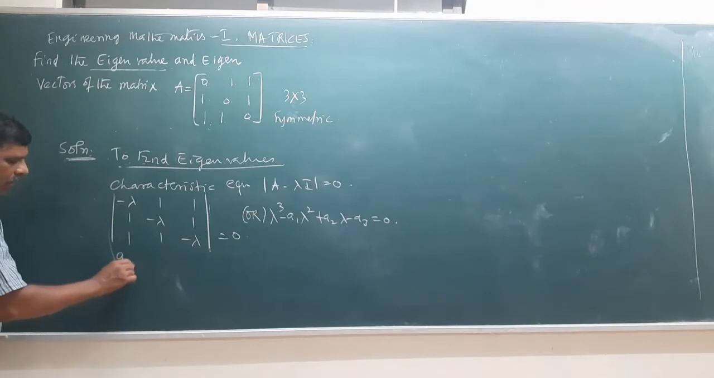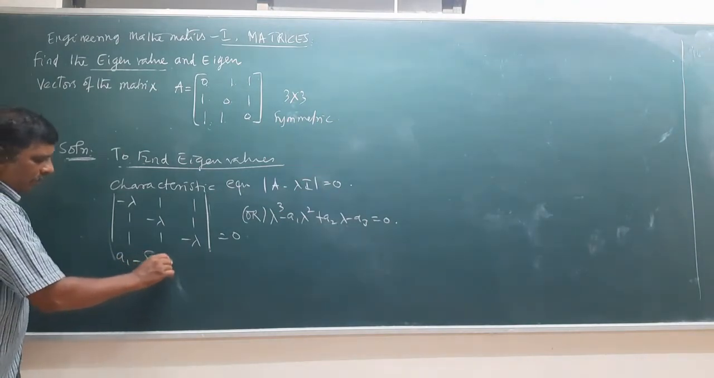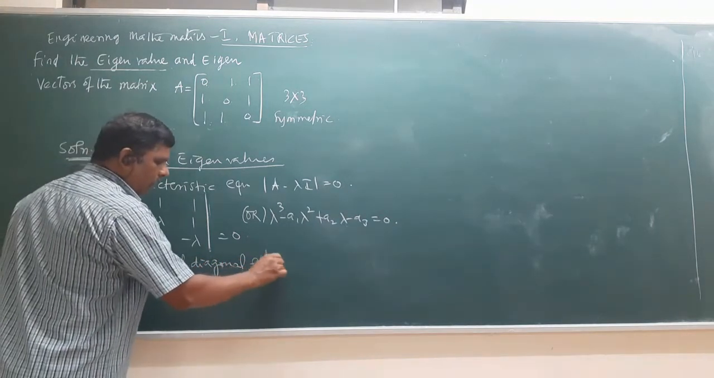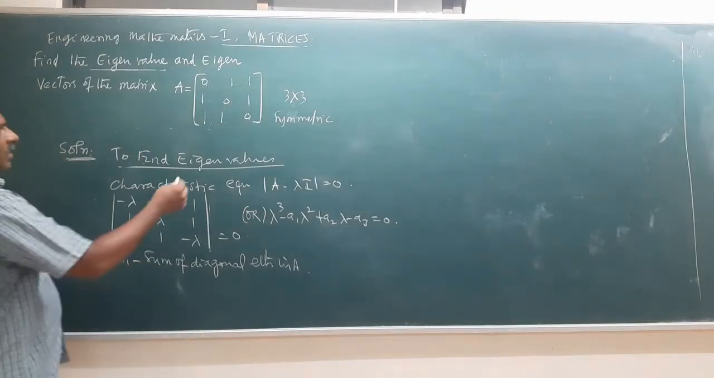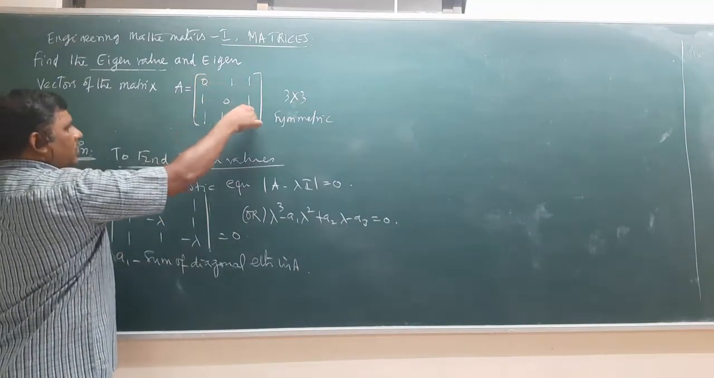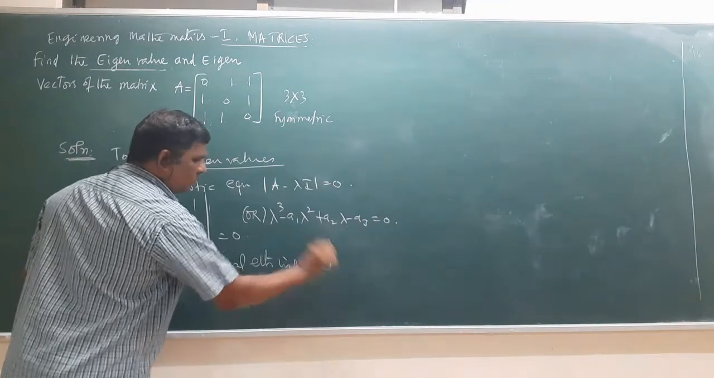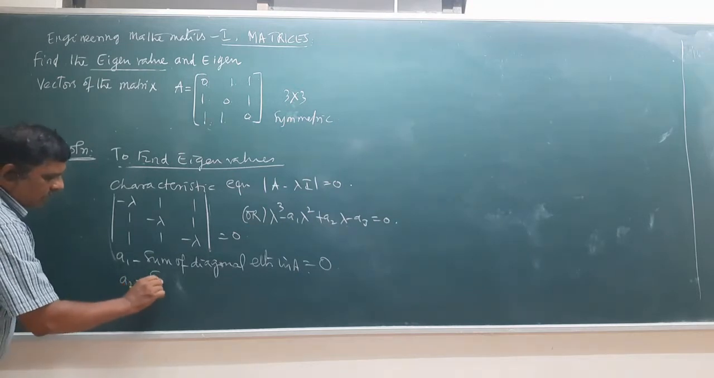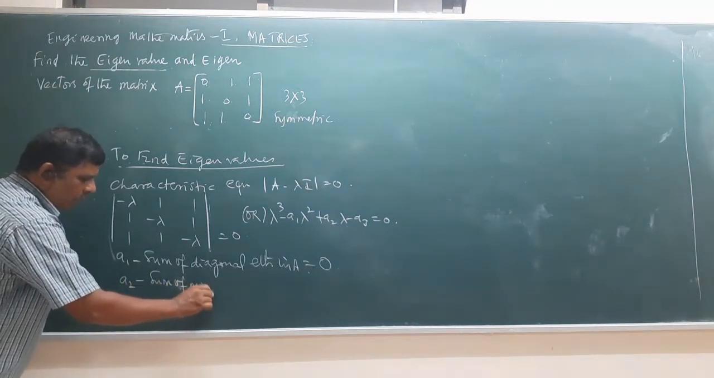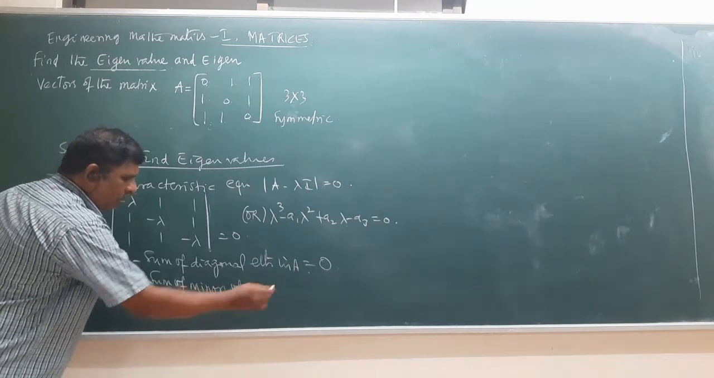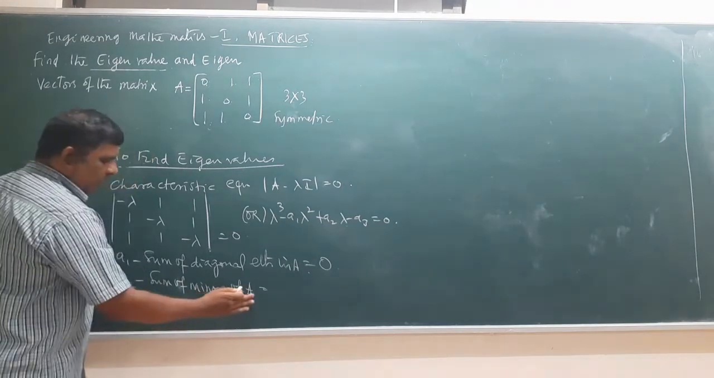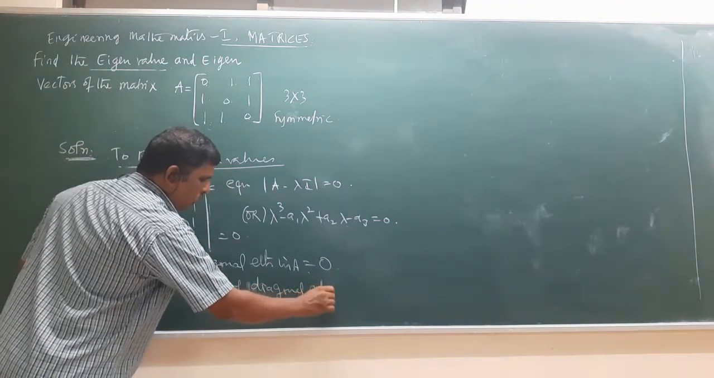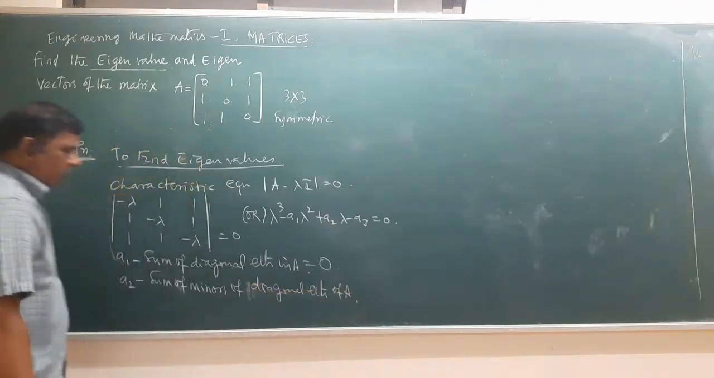What is a1 here? a1 is the sum of diagonal elements in A. So what is the sum of diagonal elements in A? 0, 0, 0. Sum of diagonal elements is 0. Second one, we have to find a2, which is the sum of the minors of the diagonal elements of A. So how to find that?